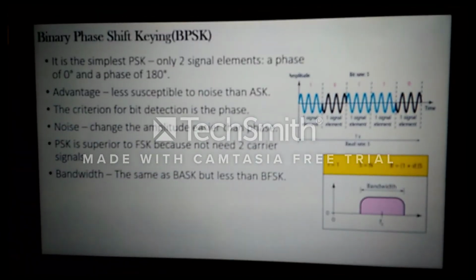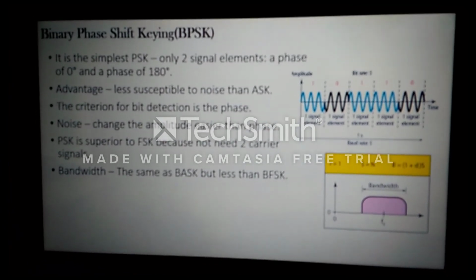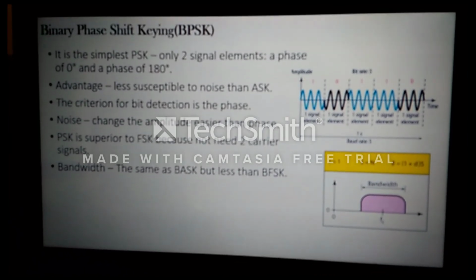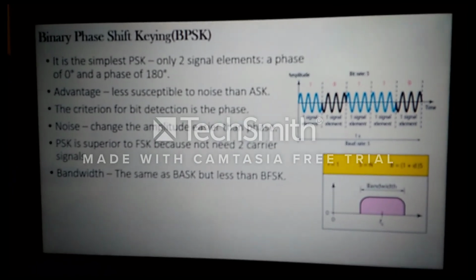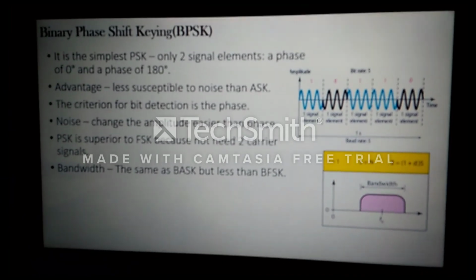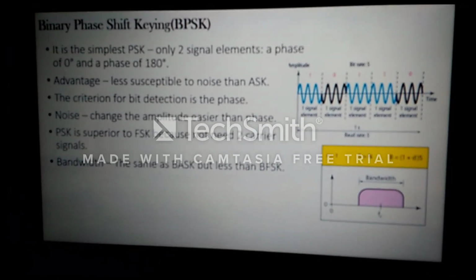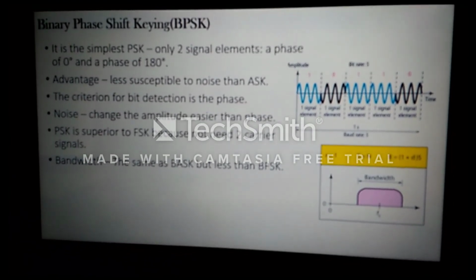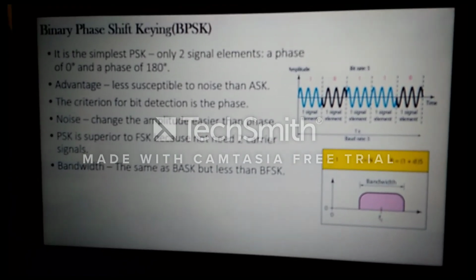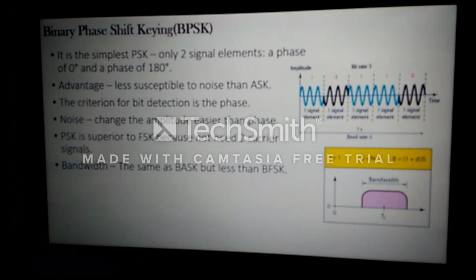Next, I'll be talking about one of the types of PSK, which is binary phase shift keying. Binary phase shift keying is the simplest PSK. It consists of two signal elements, a phase of 0 degrees and a phase of 180 degrees. Its advantage is that it is less susceptible to noise than ASK. The criterion for bit detection is the phase. Noise can change the amplitude more easily than the phase. PSK is superior to FSK because it does not need two carrier signals.